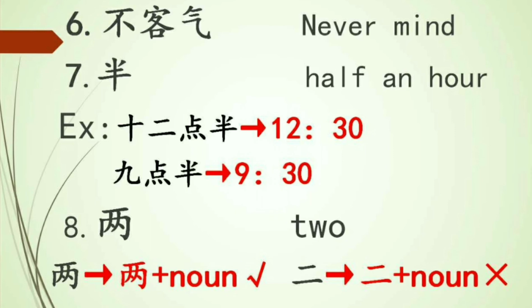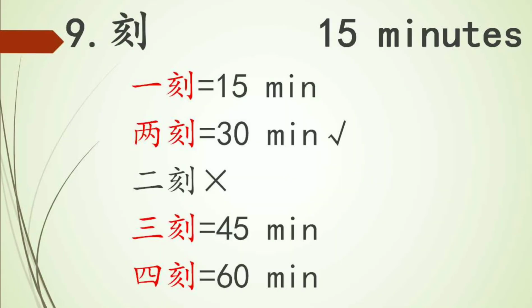二 we only use in counting numbers, 1 2 3 4, or 22, 25, 222, 232, like this. But it cannot describe something. So please take notes. 两 and 二 are different. Okay, let's see the next part.